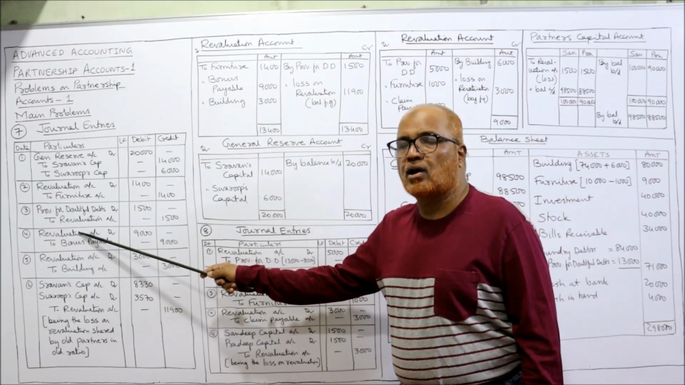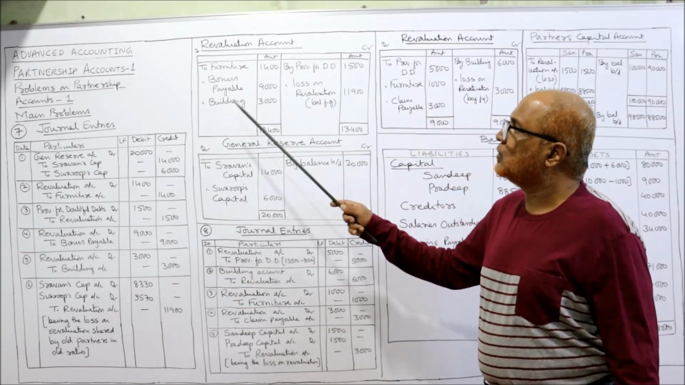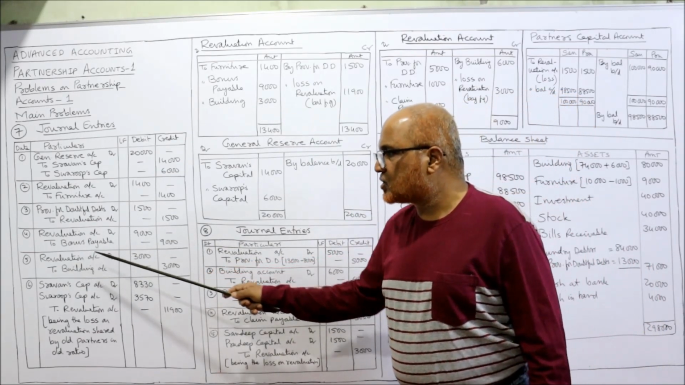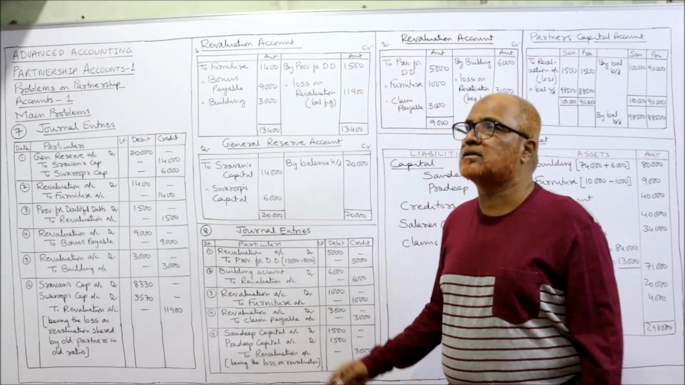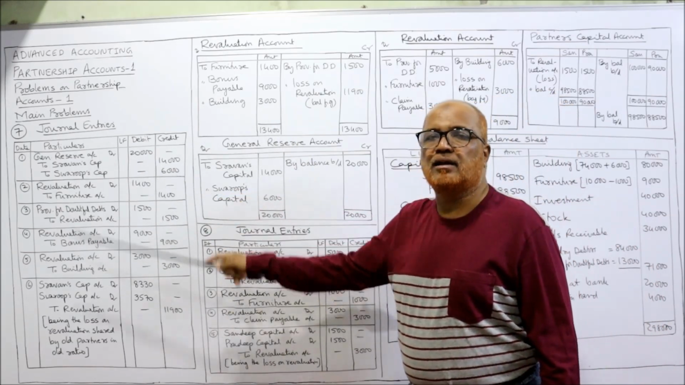Next, revaluation account debit, bonus payable credit. The revaluation account is debited. The debit side bonus payable 9,000. Last entry, revaluation account debit, building account credit. The revaluation account debit side, building 3,000. So we have posted all the entries.